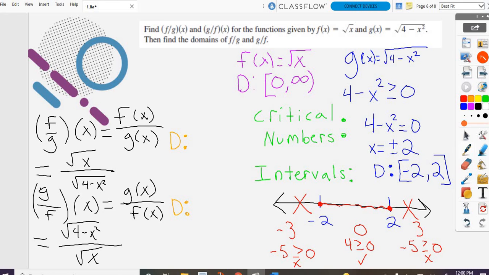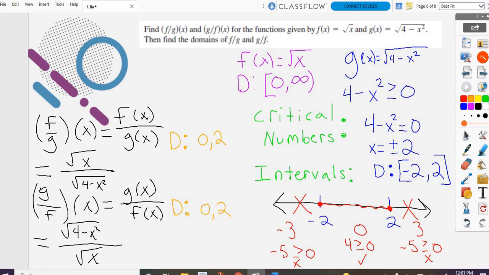0 to what? 2. We're okay with that. Because basically I have to pick the numbers that would make both of those work. So 0 to 2 is going to be my interval.